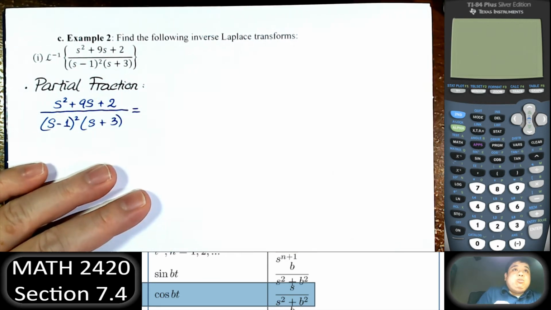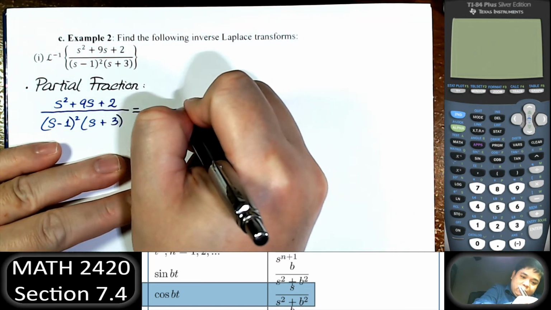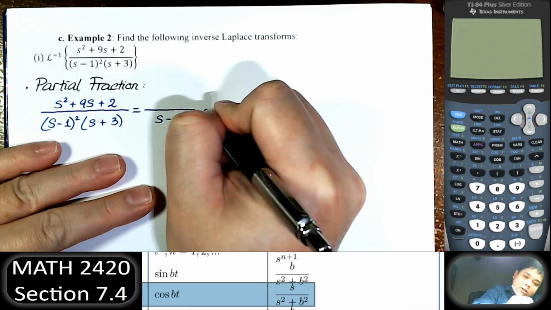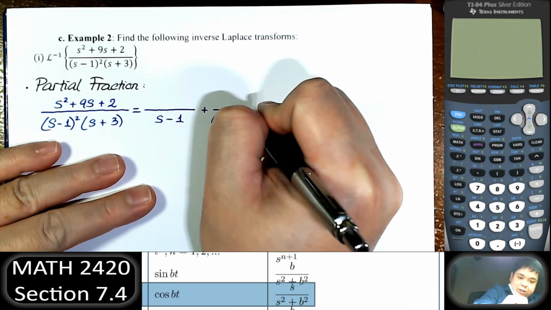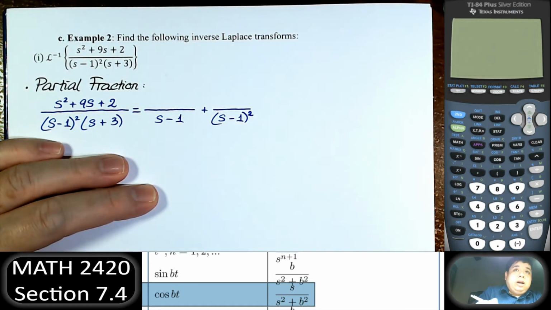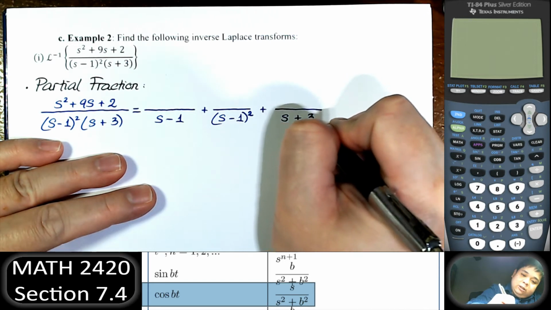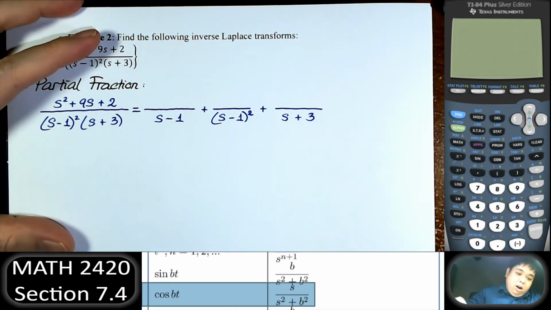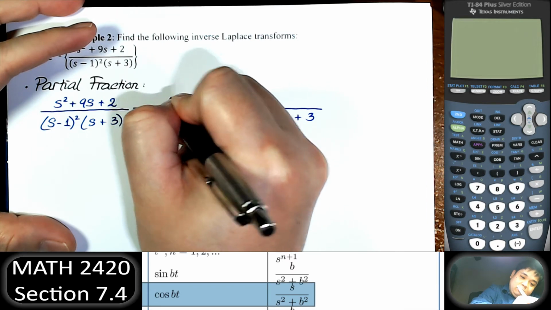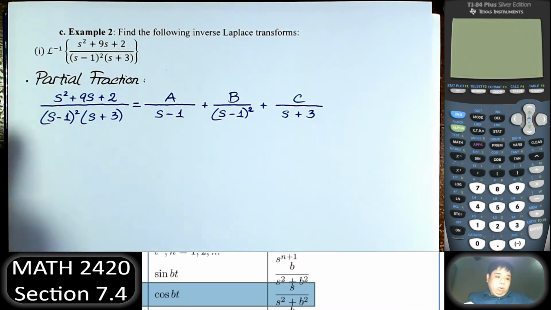Now, if we decompose that, s minus 1 to the second power, so we should have two of them, s minus 1, (s minus 1) squared. And then we have one factor of s plus 3. So we just have one fraction of s plus 3. On the top, the degree will be 1 less than the bottom, so this is a linear function, so we just have A, B, C here. Now, the rest is easy.